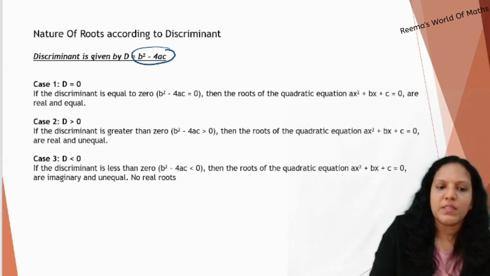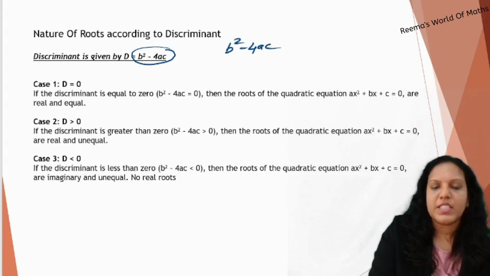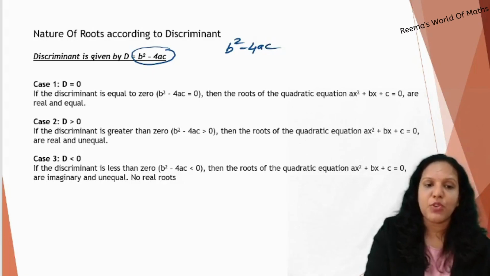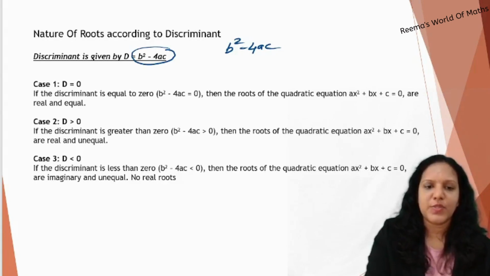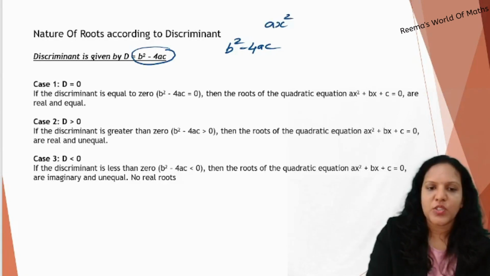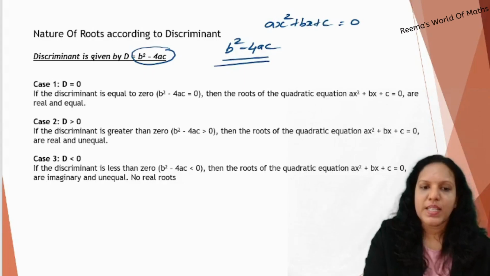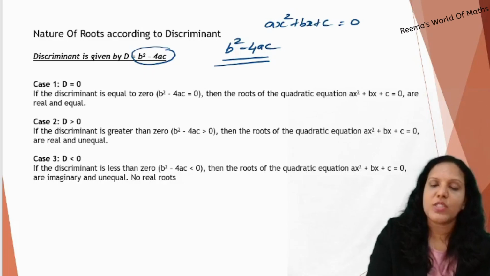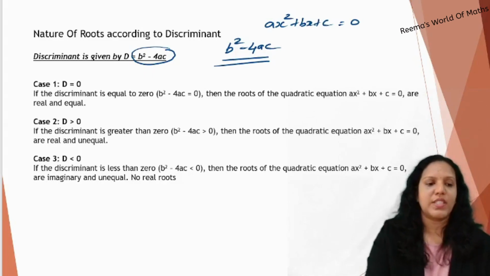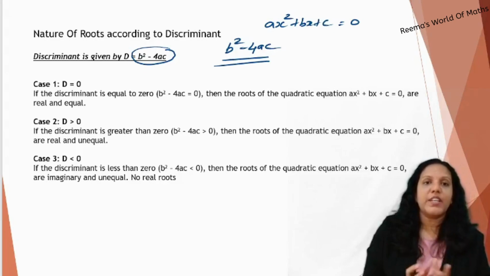So the discriminant is b squared minus 4ac. The discriminant of a quadratic equation is b squared minus 4ac, where a is the coefficient of x squared, b is the coefficient of x, and c is the constant term in a quadratic equation ax squared plus bx plus c equals 0. So there are three different conditions.